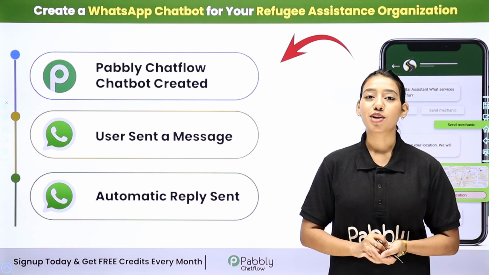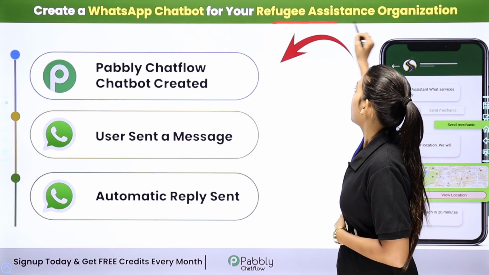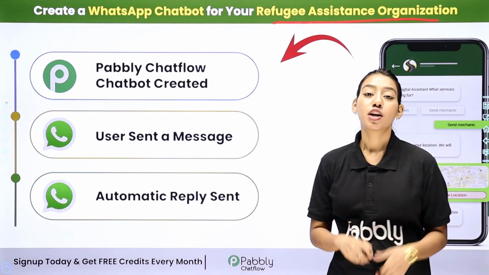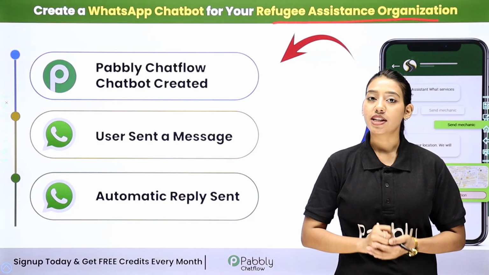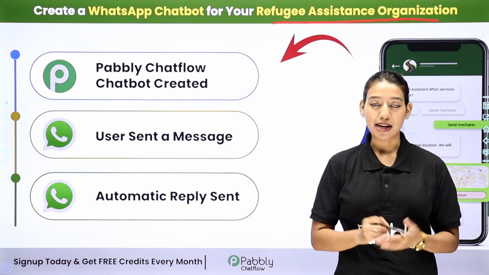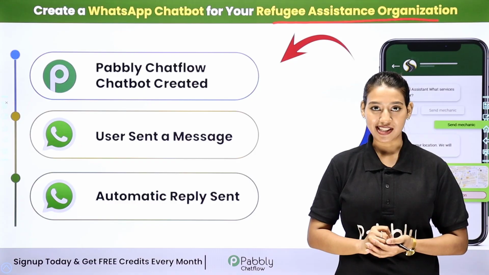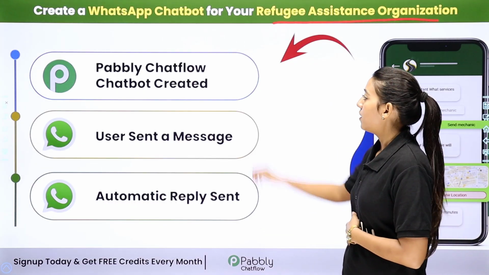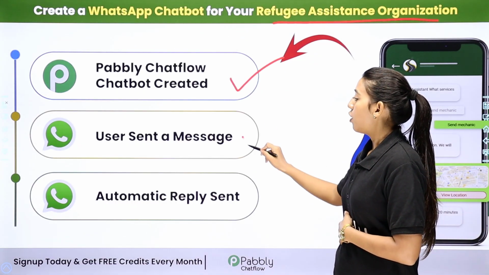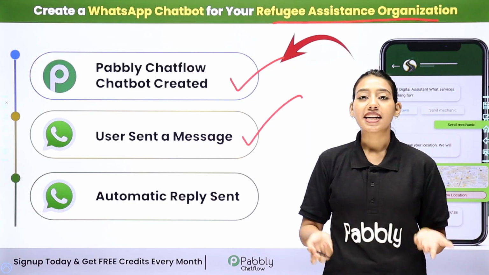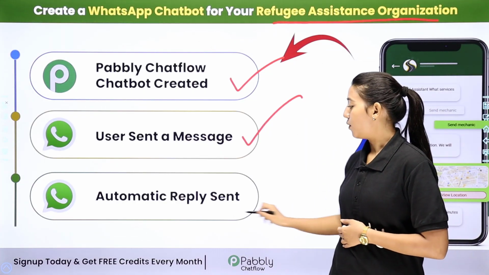In today's video, we are going to learn how to create a WhatsApp chatbot for your refugee assistance organization. So if your organization supports refugees, then manually responding to all the inquiries can be a very time consuming and overwhelming process. So with the help of Pabbly Chatflow, we are going to create a WhatsApp chatbot which will offer assistance to refugees and connect them to caseworkers all automatically on WhatsApp itself.